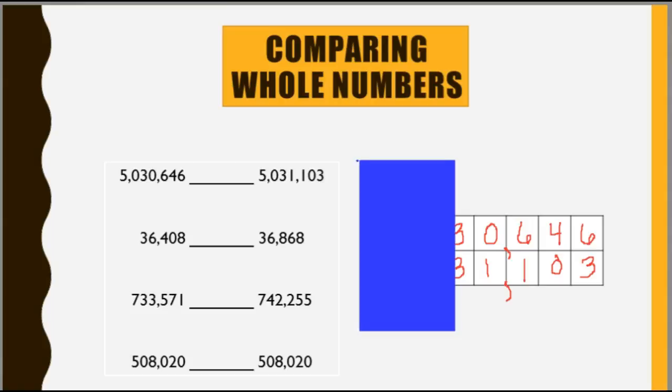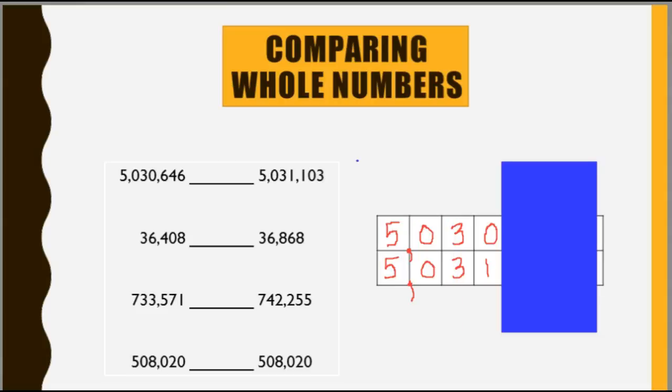So I'm going to just take my handy dandy piece of paper, go to my largest number. They're both 5s. Go to the next. They're both 0s. Go to the next. They're both 3s. Go to the next. Here's a 0 and a 1. Okay. So I know that the 1 is bigger than a 0, so I automatically know that this bottom number is larger.